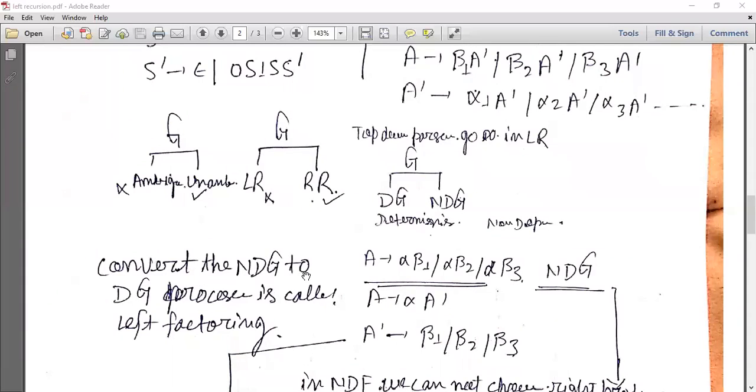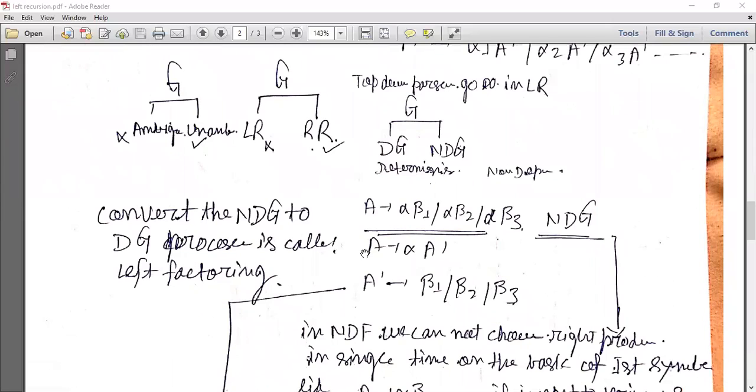Converting non-deterministic grammar to deterministic grammar is called left factoring, right? This is again an important concept. First is left recursion and second is left factoring. Left recursion removal is used for right associative grammar. Whenever you want to convert to right associative grammar, you remove the left recursion. And now the second part is how to remove the left factoring, right?